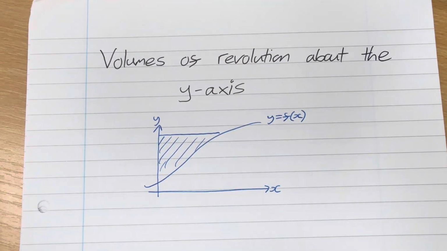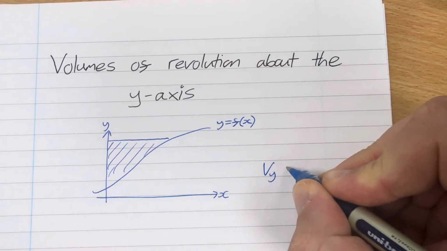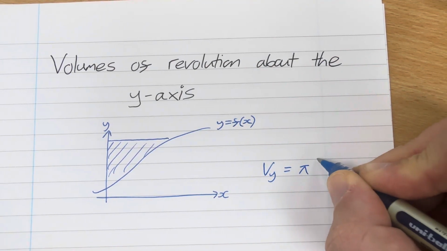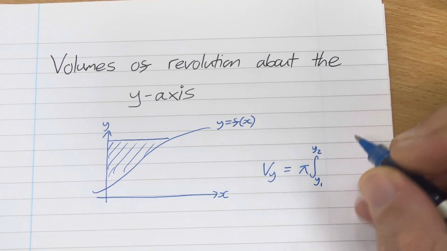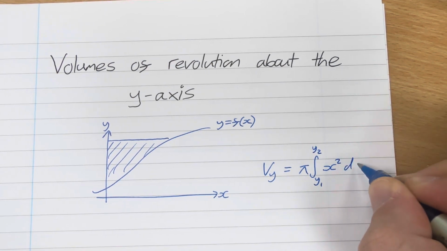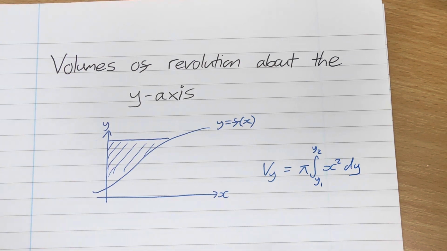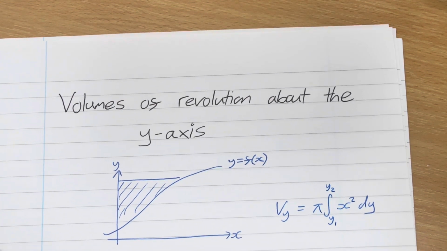So I'm just going to state this formula, but it's the same derivation. The volume around the y-axis is going to be equal to pi times the integral between two y limits this time of x squared dy. It's exactly the same formula, except the x's and y's have swapped positions. So that's what we're going to be using in this video to solve this question.